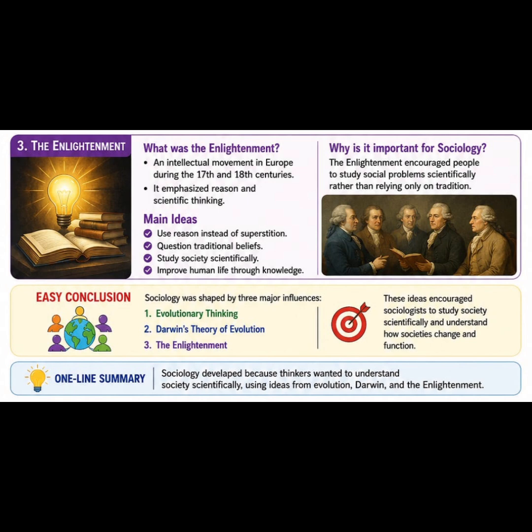The Enlightenment period encouraged people to study social problems scientifically rather than relying only on tradition. Therefore, sociology was shaped by three major influences. Number one, evolutionary thinking. Two, Darwin's theory of evolution. Third, the Enlightenment. Sociology developed because thinkers wanted to understand society scientifically using ideas from evolution, Darwin, and the Enlightenment.